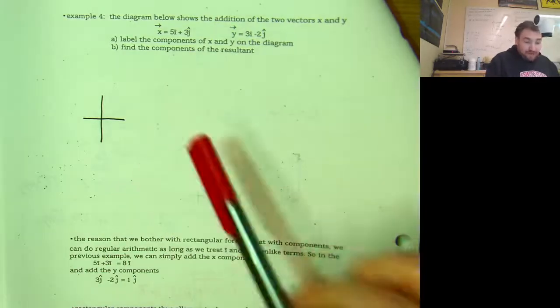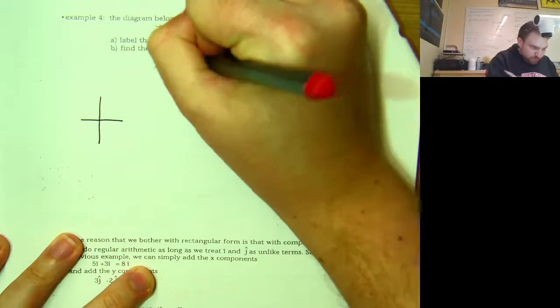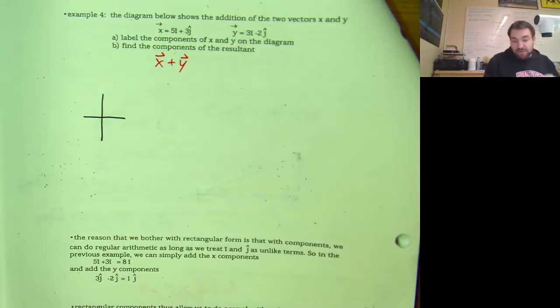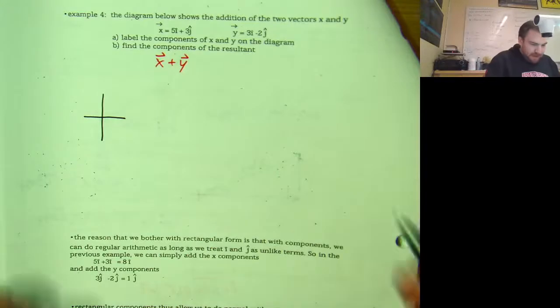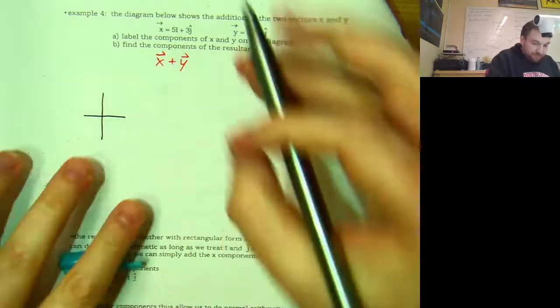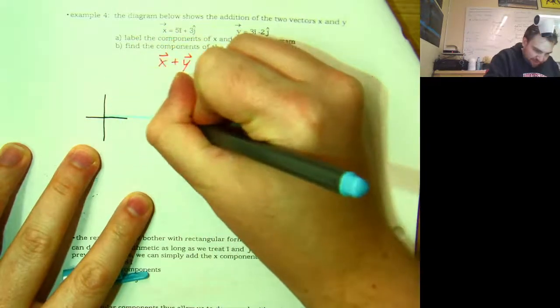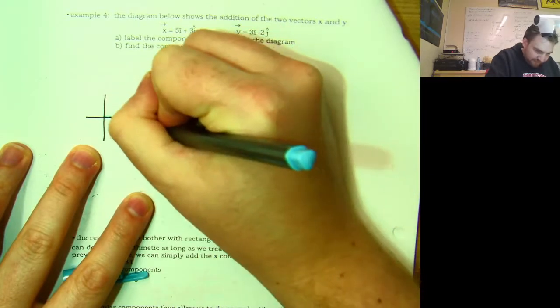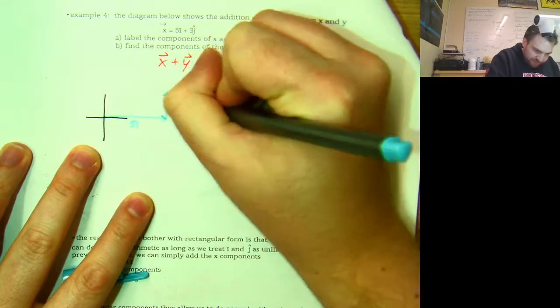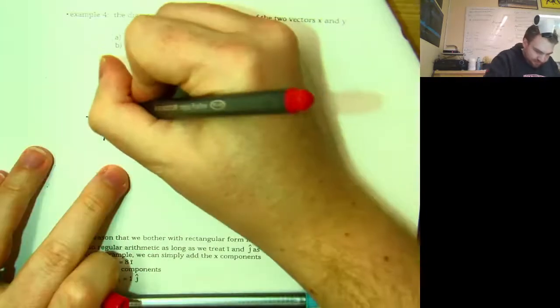First, we're going to add two vectors together. We're going to do x plus y. So to do x plus y, we're going to draw x first, and then we're going to put y at the tip of x, add them all together. So x is 5i hat plus 3j hat. So 5i hat is going to give me 5 to the right. There's my 5i hat, my 3j hats. So my x vector looks like this.